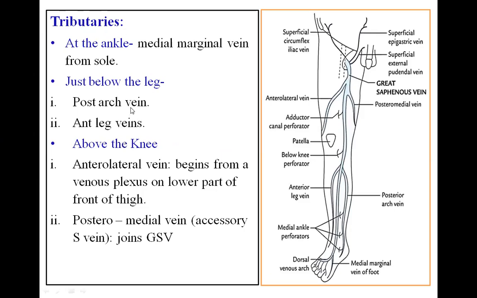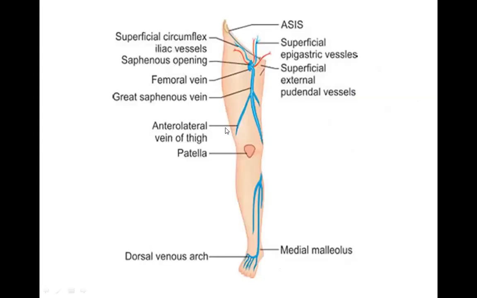Coming to the tributaries of the great saphenous vein. At the ankle, the medial marginal vein from the sole; just below the knee, the posterior arch vein and anterior leg veins are there. Above the knee, the anterolateral vein begins from a venous plexus on the lower part of the front of the thigh. The posteromedial vein, which is also known as the accessory saphenous vein, joins the great saphenous vein. Here is the anterolateral vein. So these are the tributaries of the great saphenous vein.